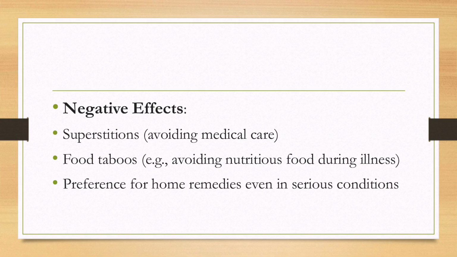Third one is preference for home remedies even in serious conditions. So, many people depend completely on home remedies or traditional treatments even for severe illness. Home remedies may help in minor problems, but depending only on them during serious illness can be dangerous. For example, using herbal medicine for severe infections, treating high fever or breathing difficulty at home without medical consultation, and delaying hospital treatment for chronic diseases. Example, a patient with pneumonia treated only with home remedies may develop serious breathing problems.